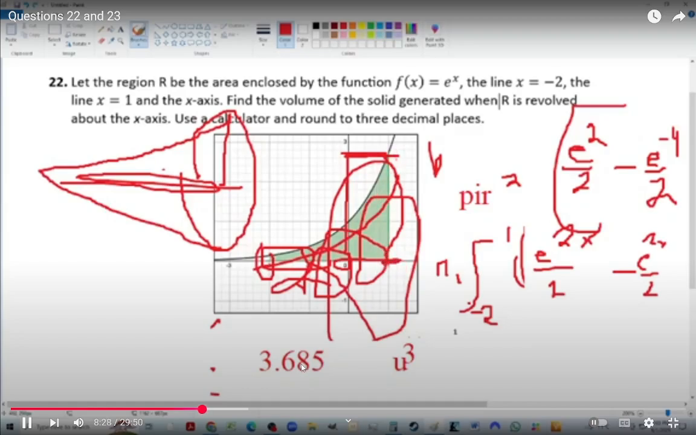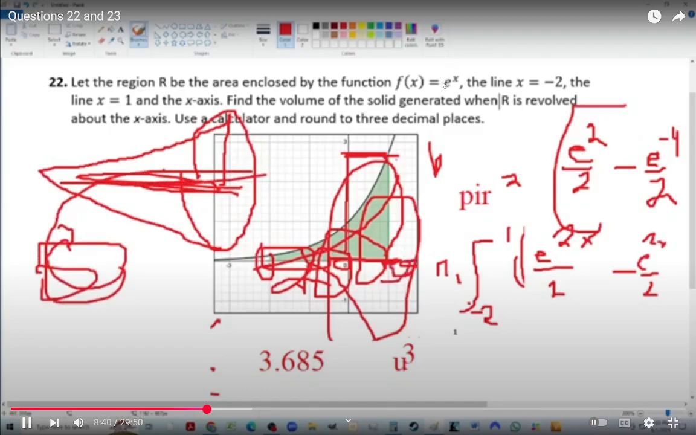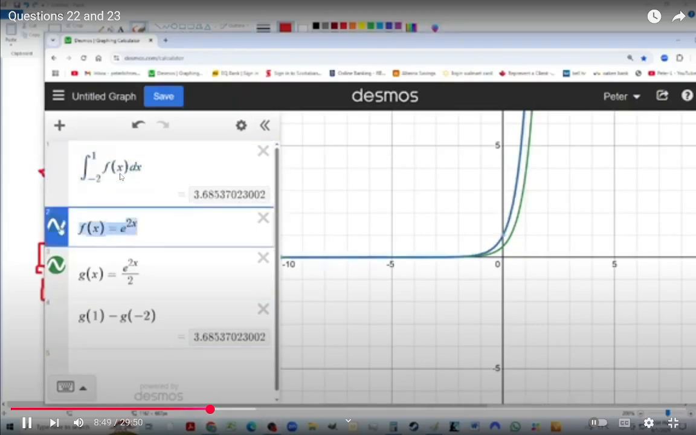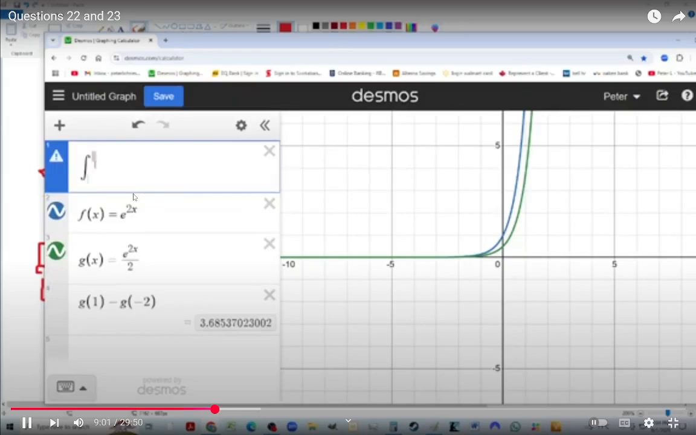But all these questions are about rotating the function around the x-axis and essentially always squaring the function they give you when it's rotated around the x-axis, and then taking the antiderivative. Here I find we got the correct answer. I made the function e to the 2x, and I found the integral of that, so I don't have to find the antiderivative when I do that.